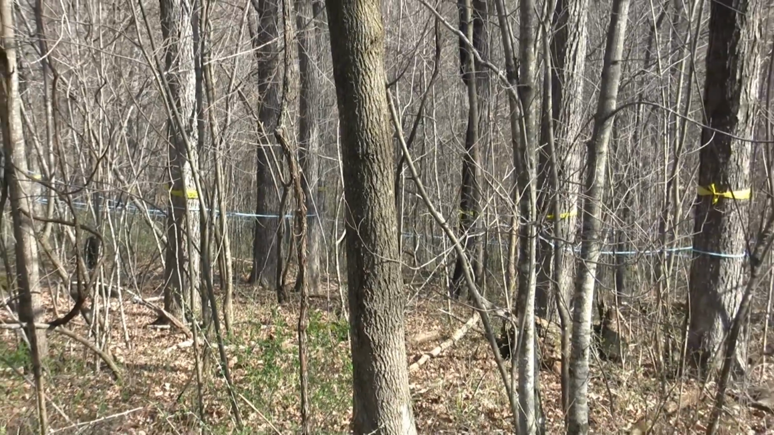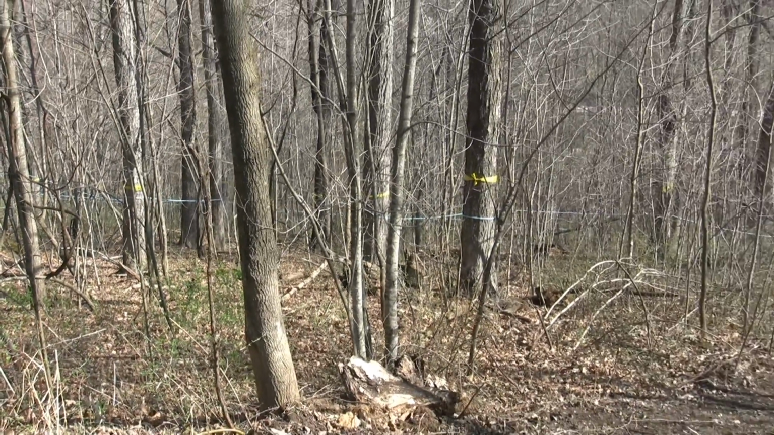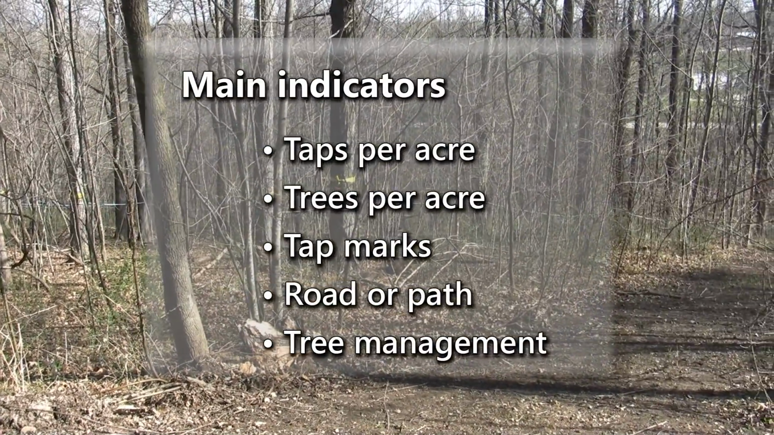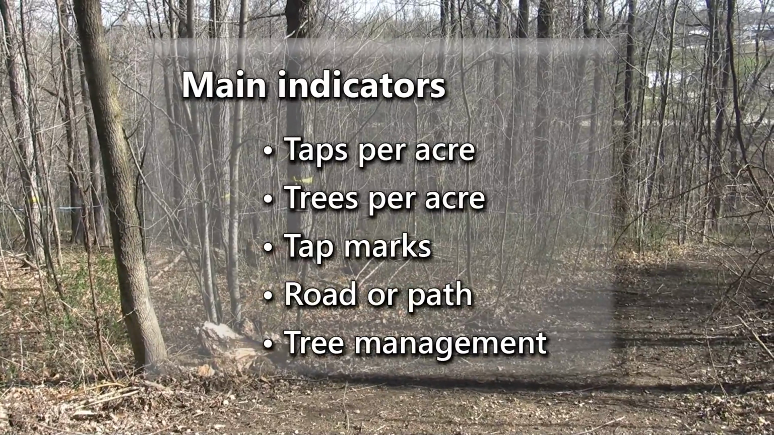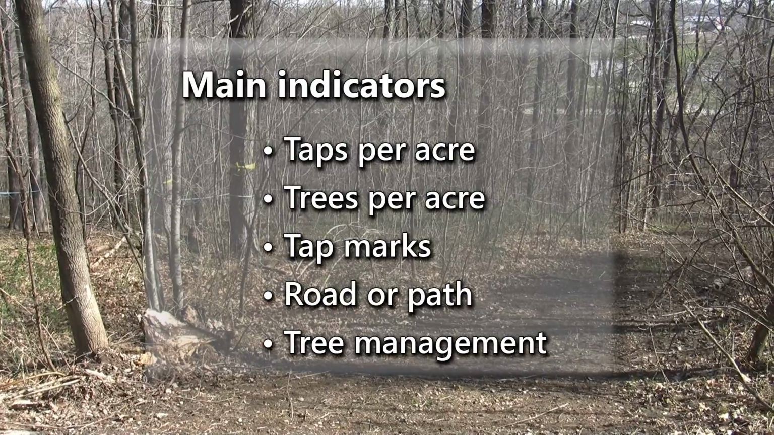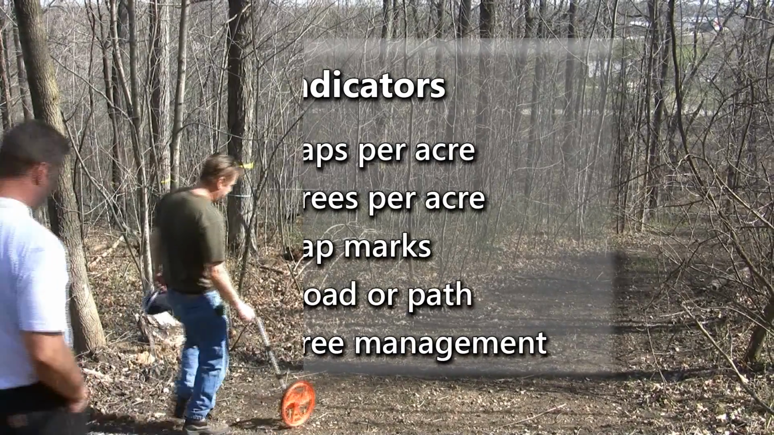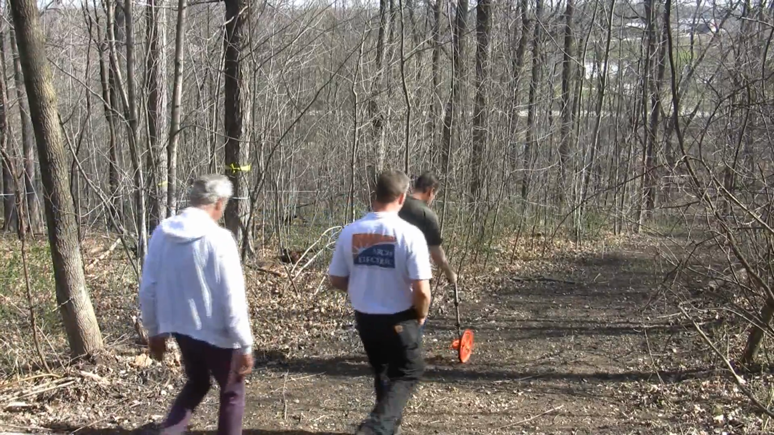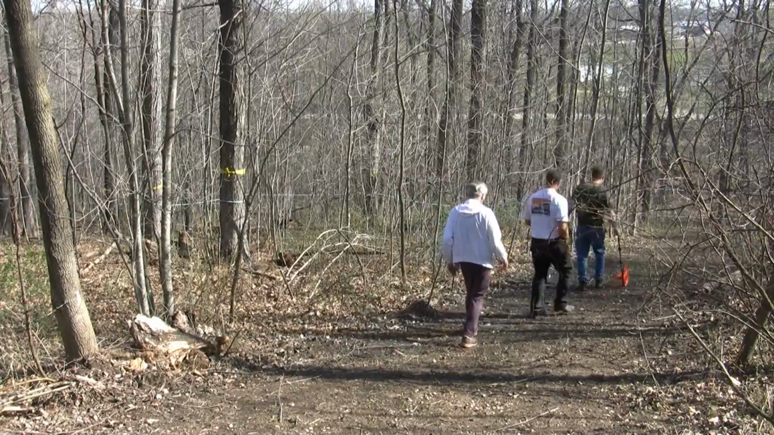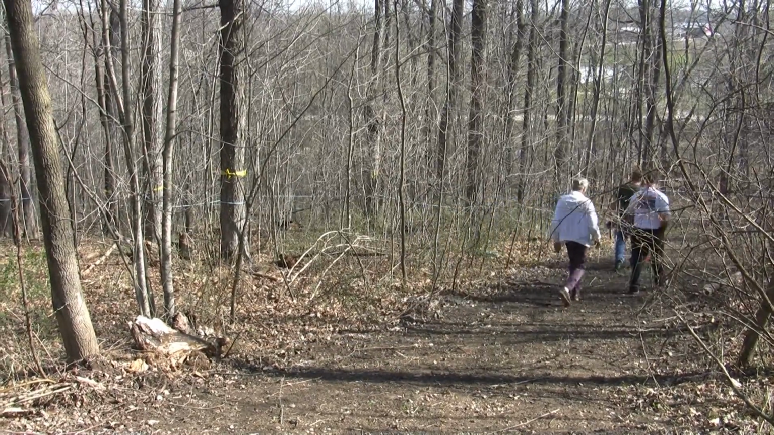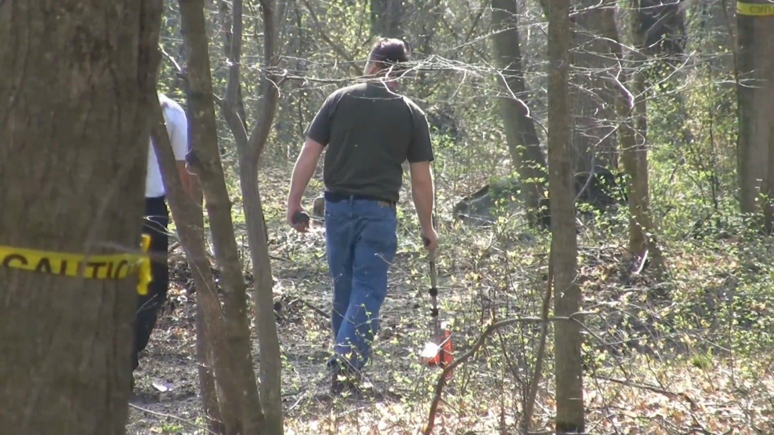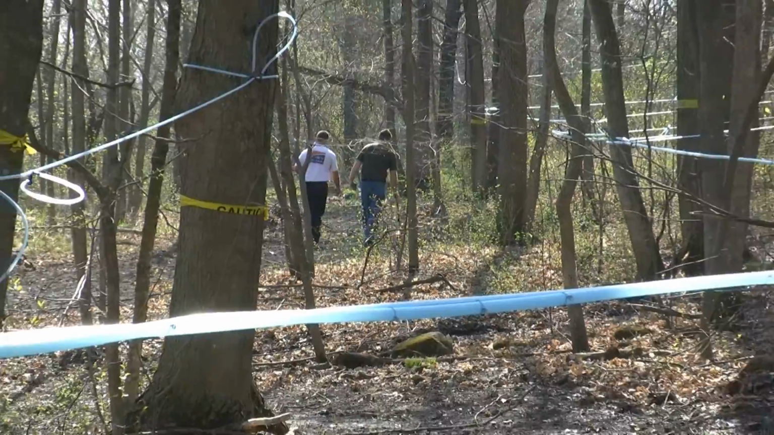When inspecting the property, look for a number of indicators. The main indicators include taps and trees per acre, visible tap marks, and a road or path to get to the collection sites. Also look for tree management, for example, spacing and thinning. You should see a clear understory and brushes removed. Tree species: assessors should look for and recognize a predominance of maples. A property that is predominantly oak does not typically contain enough maple trees to meet eligibility requirements.